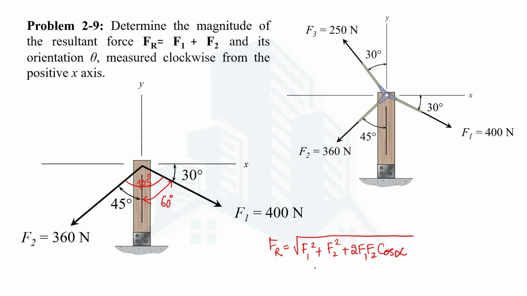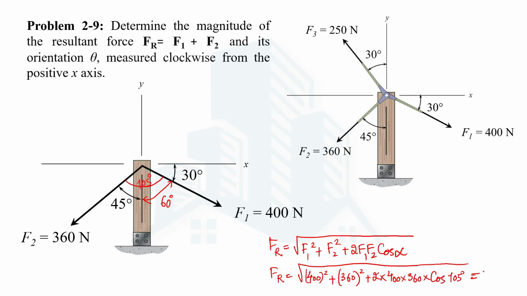Now we just have to put the values of F1, F2 and alpha in this equation, and we will have the resultant. On doing the calculations, we are going to get the resultant as 463.7 Newton, the resultant of F1 and F2.